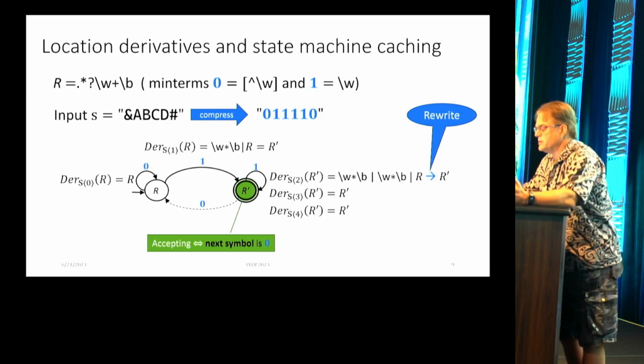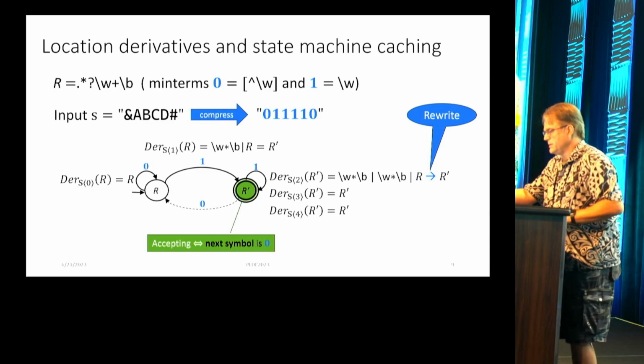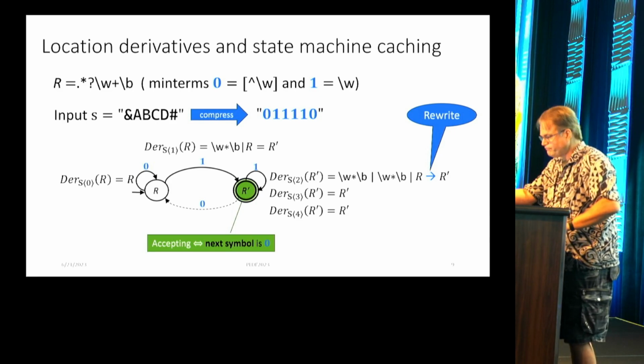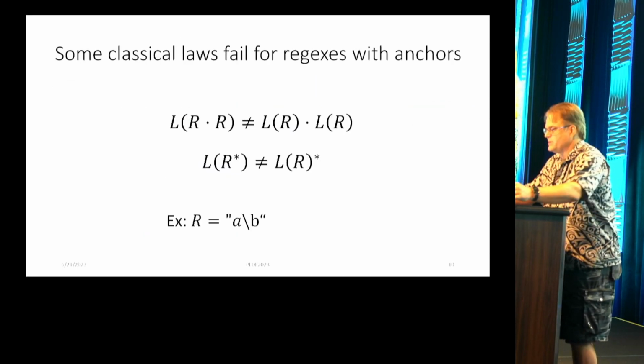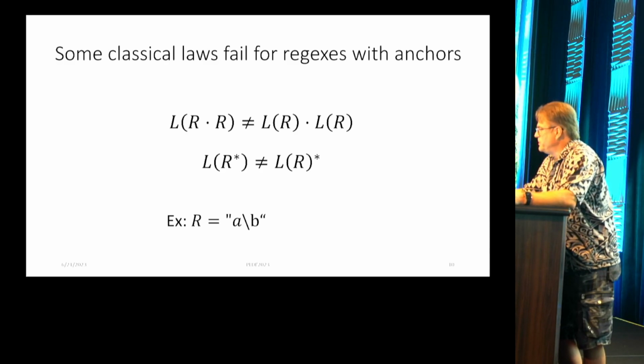The acceptance condition is not classical; it is based on what follows as the next symbol, as in that current state marks. There are some fundamental classic laws that fail for regular expressions with anchors, and these 2 would be good examples. You can take two regular expressions, concatenate them, and the language is empty, because if you take A followed by a word border, followed by A, it's infeasible. Word border doesn't exist between two word characters. So it is empty, whereas, of course, R by itself is not empty. It contains at least A.